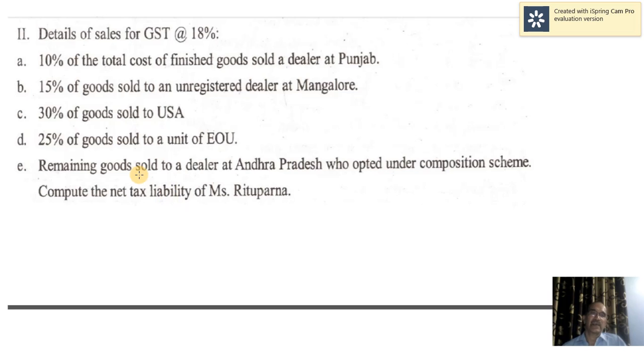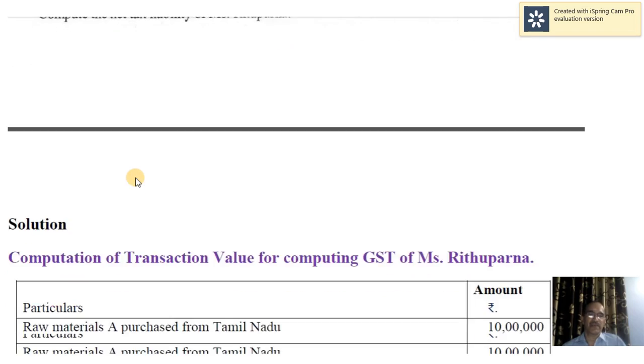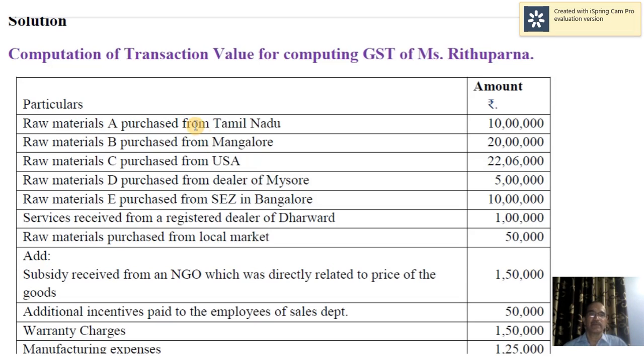Here, as I mentioned earlier, first you have to compute transaction value. So we'll take up computation of transaction value for computing GST of Ms. Rituparna. Okay, raw material A purchased from Tamil Nadu. That is included under transaction value. Raw materials B purchased from Mangalore. Raw material C purchased from USA. Raw materials D purchased from dealer of Mysore. These are all included for calculating transaction value.